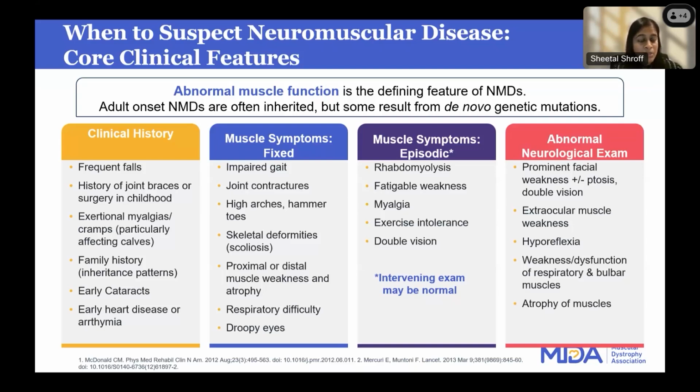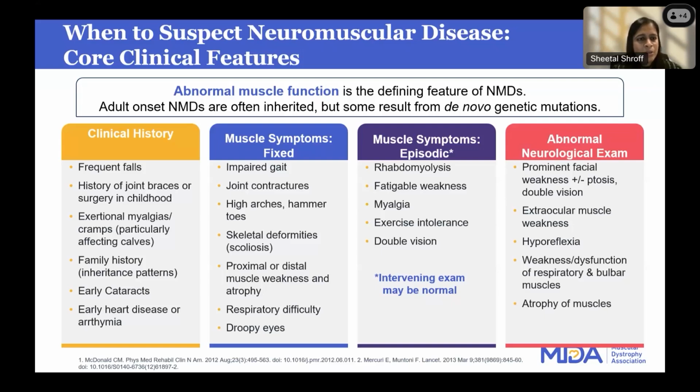Now, episodic symptoms means this can happen intermittently throughout their life. One is rhabdomyolysis. That's the breakdown of the muscles with minimal exertion or with exertion, where they end up having to be admitted to the hospital with elevated creatine kinase, requiring IV fluids.